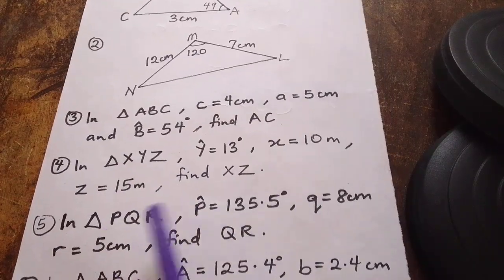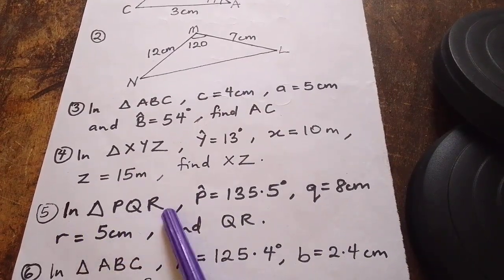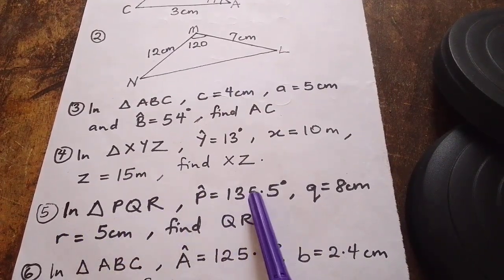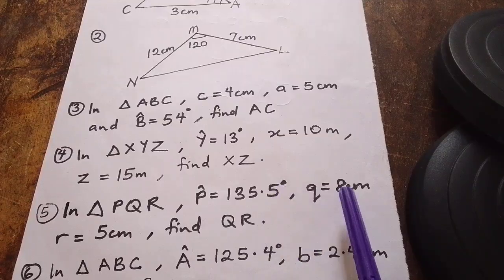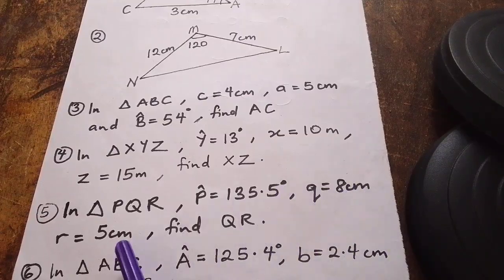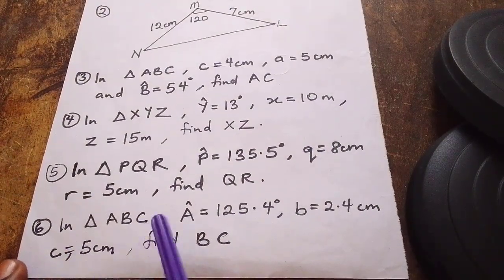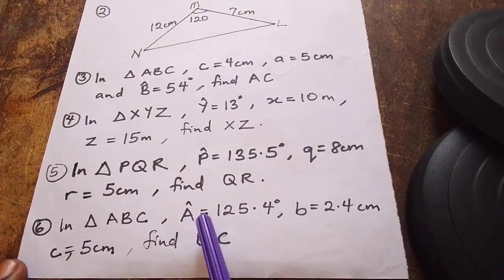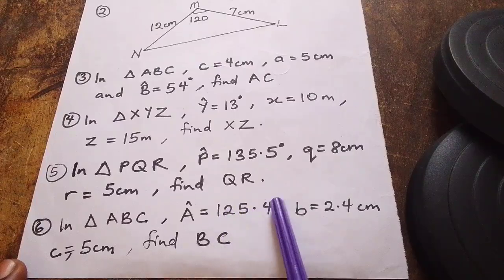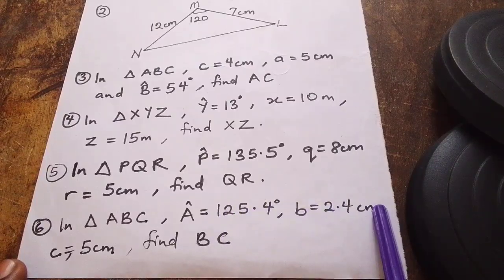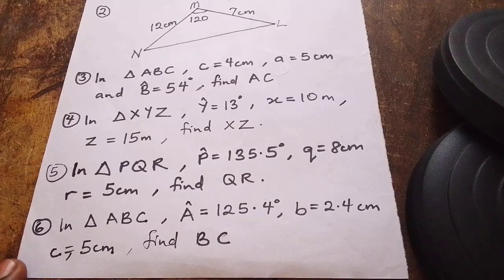Find XZ. Number 5, in triangle PQR, angle P is 135.5 degrees, q is 8 centimeters, r is 5 centimeters. Find QR. In number 6, in triangle ABC, angle A is 125.4 degrees, b is 2.4 centimeters, c is 5 centimeters.